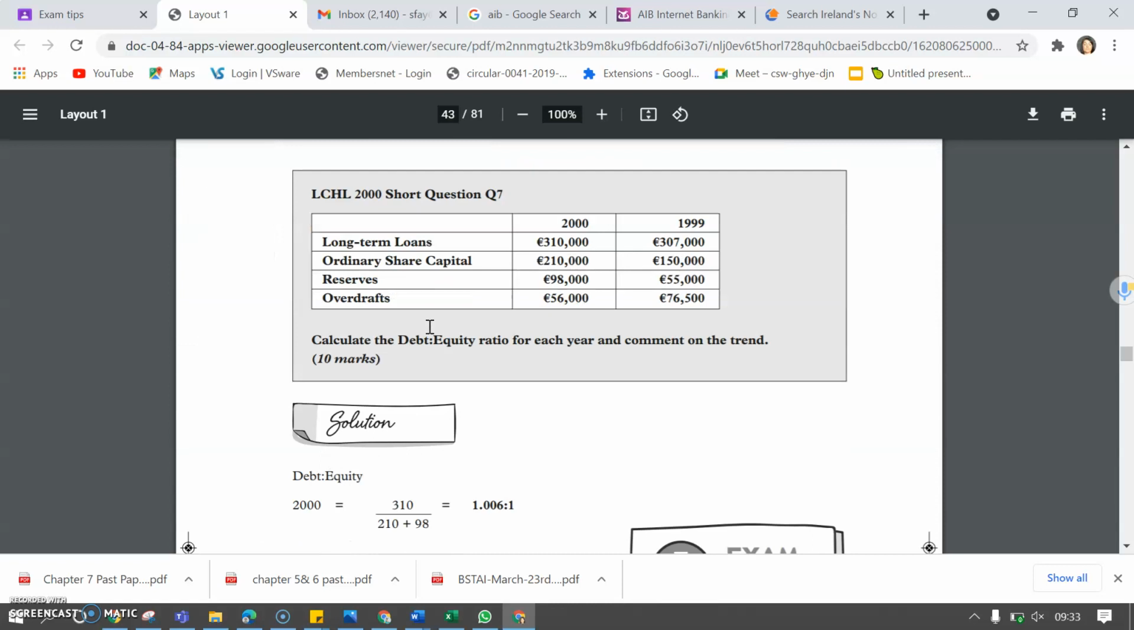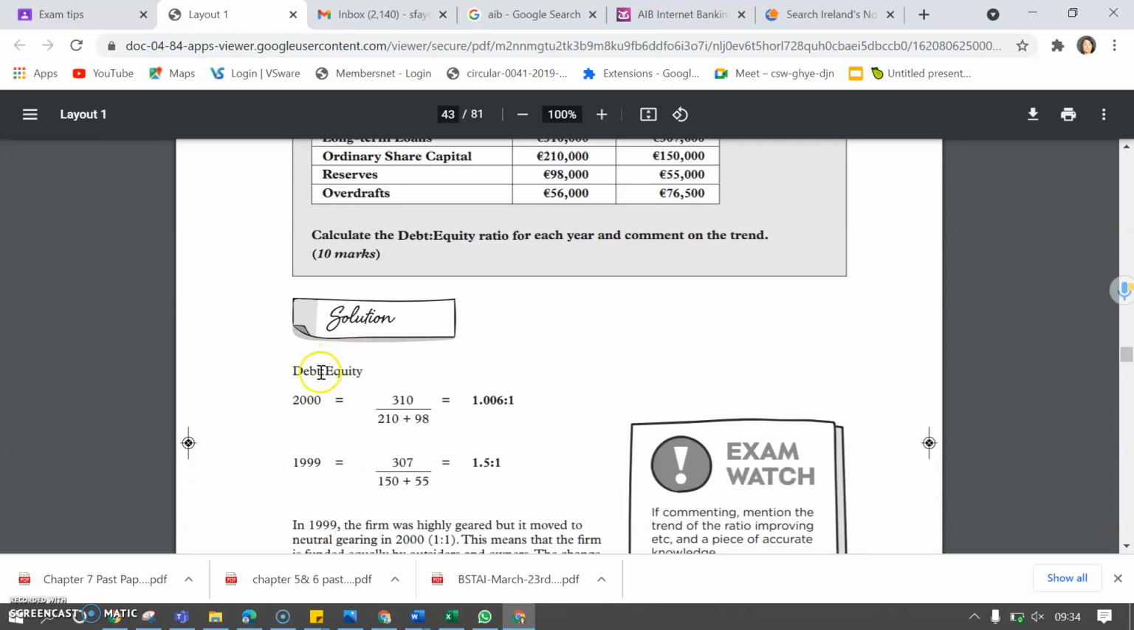And here's another example. We have long-term loans, again, ordinary share capital, reserves, overdrafts. And it's only a short question: debt equity ratio. So it's about knowing what makes up debt and what makes up equity. Your debt is your long-term debt, that's it there, just one figure, 310. Your equity is made up of two figures, your share capital and your reserves. So there you can see the formula. You should write the formula, debt is to equity. And then for debt it is your long-term 310, and that's your equity, ordinary shares plus reserves.